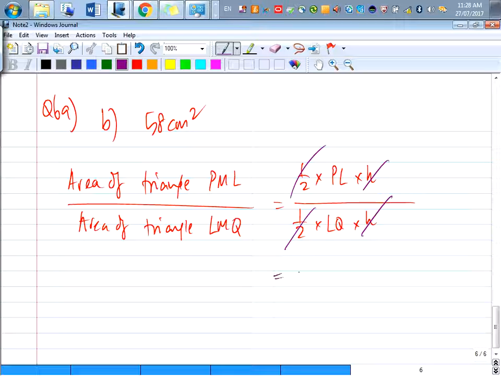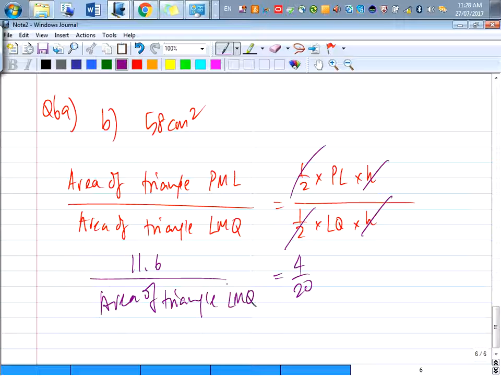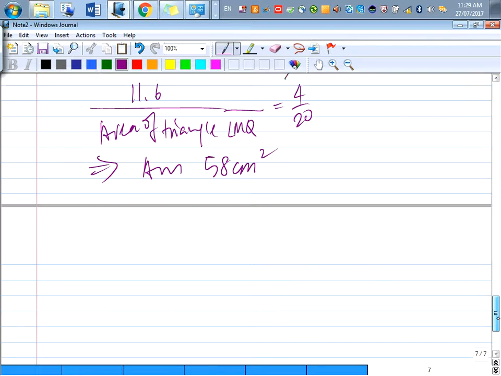Yep, this is equals to 4 over 20. And the height of PML was given 11.6. So just solve. Okay? Next, question 7.